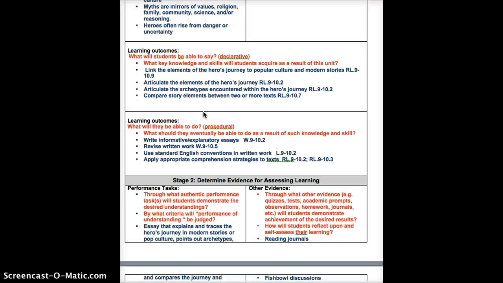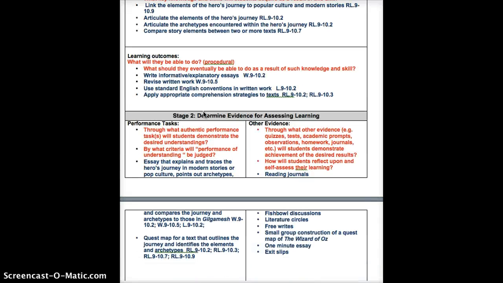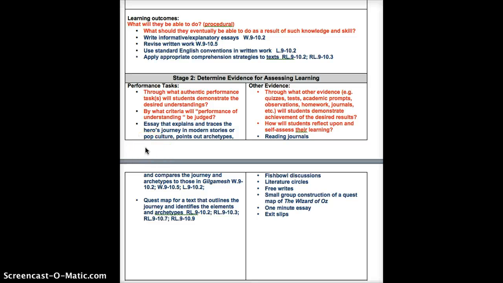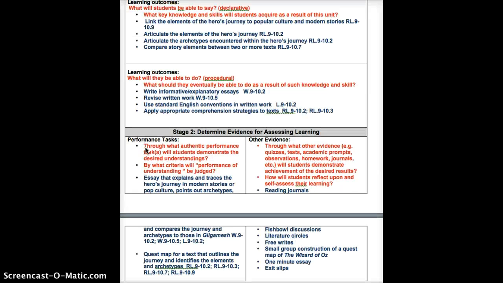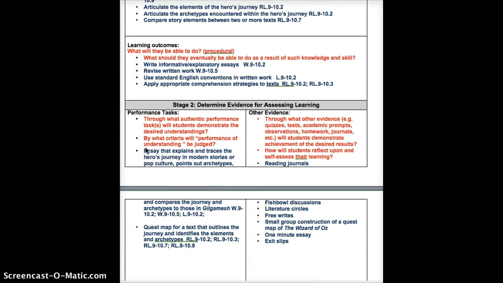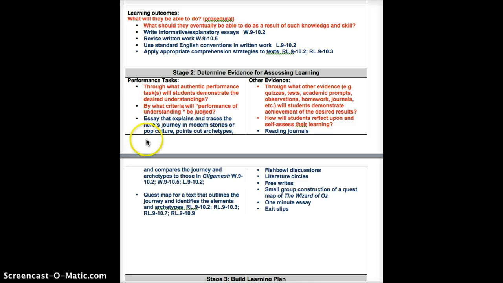And now, how am I going to know what they did? How am I going to assess that? So this is that backward planning, where I want them to be able to do these things. How am I going to know that they did it? This is what I've decided on. I want them to be able to write an essay that explains and traces the hero's journey in modern stories or pop culture, points out archetypes, and compares the journey and archetypes to those in Gilgamesh, encompassing 3 standards. If you go back up and line that up with these learning outcomes, I'm now assessing those here. You can see that I'm assessing these 3 standards: writing and learning.